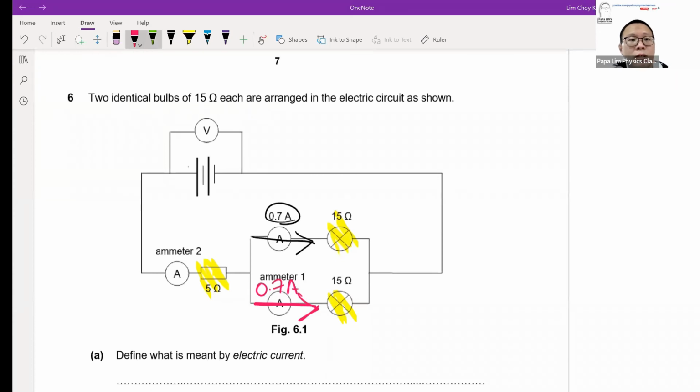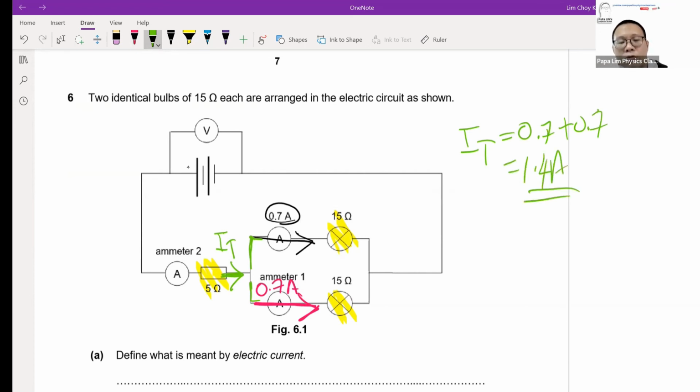And with that, we can deduce something else. If the top branch is 0.7 and the bottom branch is 0.7, I will know that the current going through the 5 ohm resistor, I call this I total, consists of 0.7 plus 0.7, which is 1.4 amp. So even without reading the question, I can deduce that the current coming out from the battery is 1.4 ampere. Then when it hits the nodes, the parallel branch, the current is split equally up and down.